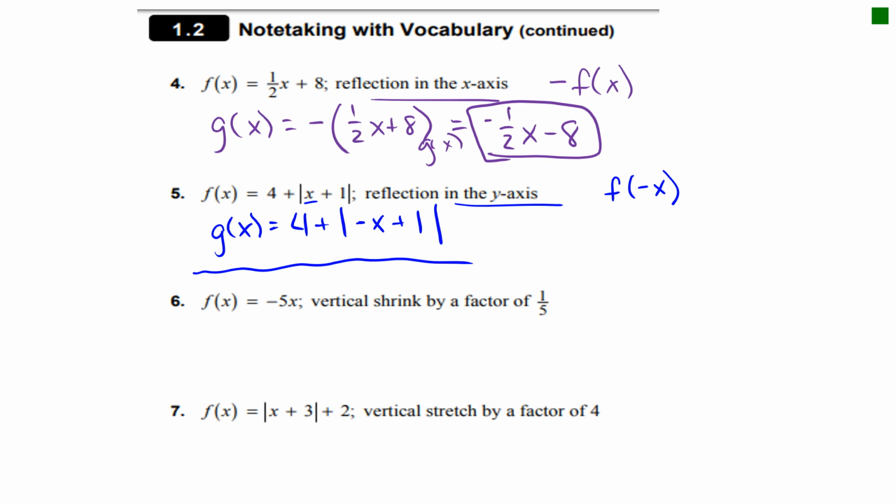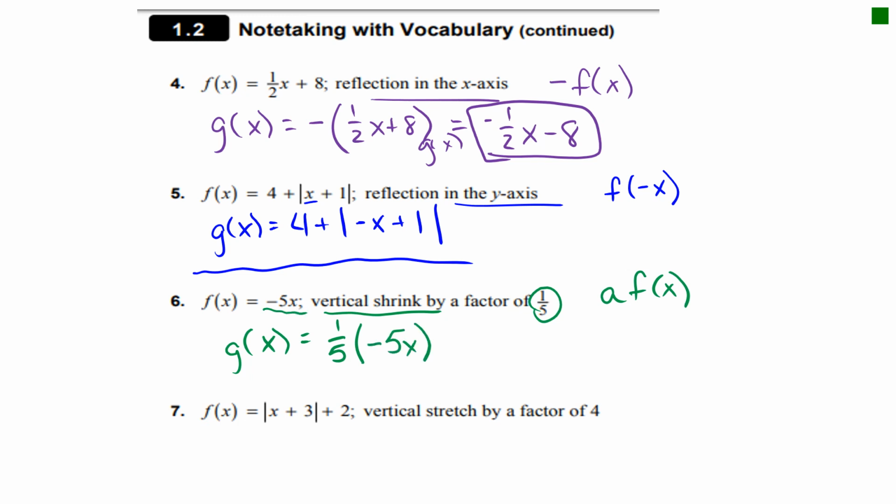Okay, so the vertical shrink says, let's see, I believe that one was written as a times f of x. The vertical will be on the outside, and since it is vertical, we don't have to do anything with flipping or anything like that. We're just going to use the 1/5 as a. So we're going to set this up as 1/5, which is the a factor, times the original function. The original function is negative 5x, and then we're going to simplify.